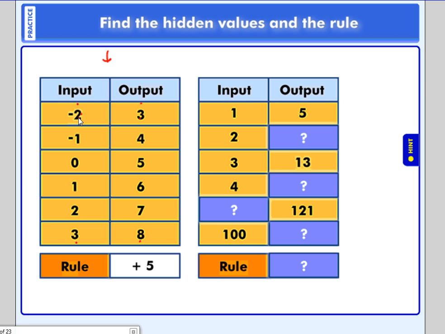So those are the unknowns. All right, so let's look at the next one. This one, we have our 2 things. We have 1 and 5, and 3 and 13 are the ones that are given to us. Well, I know the difference between 1 and 5 is 4. So I'm thinking maybe it's add 4.